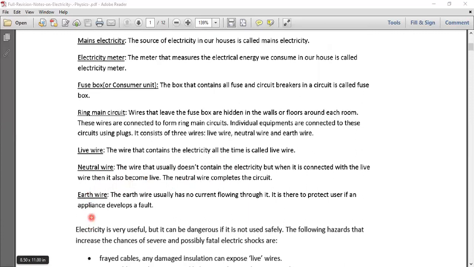Well, the next one is earthwire. What is earthwire? The earthwire usually has no current flowing through it. It is there to protect the user if the appliance develops a fault. So what is actually the purpose of earthwire?